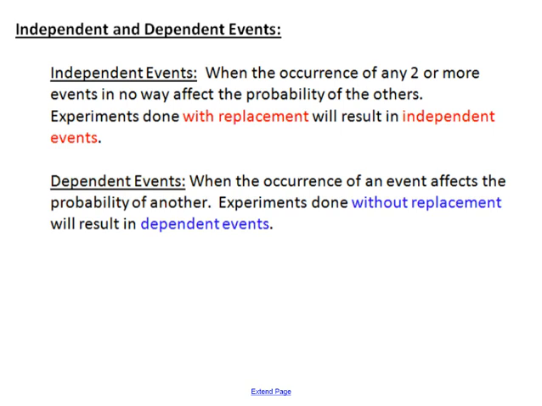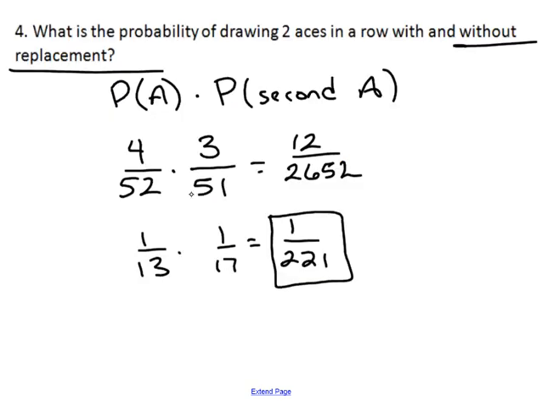Dependent events means that the probability changes each time. Now, if you think about what we just did with our aces, we did that without replacement. And did you notice that the second time, drawing the second ace, was actually a lot different probability? Drawing a first ace is 1/13, and then when you leave it out of the deck, the probability of getting another ace actually changes. That means it's dependent probability.